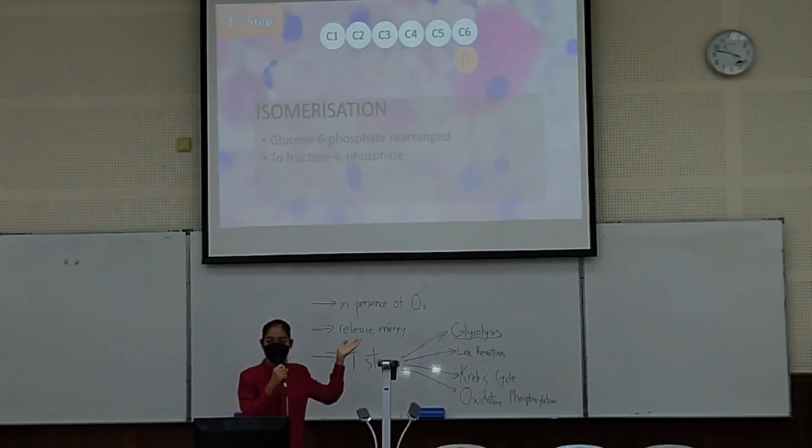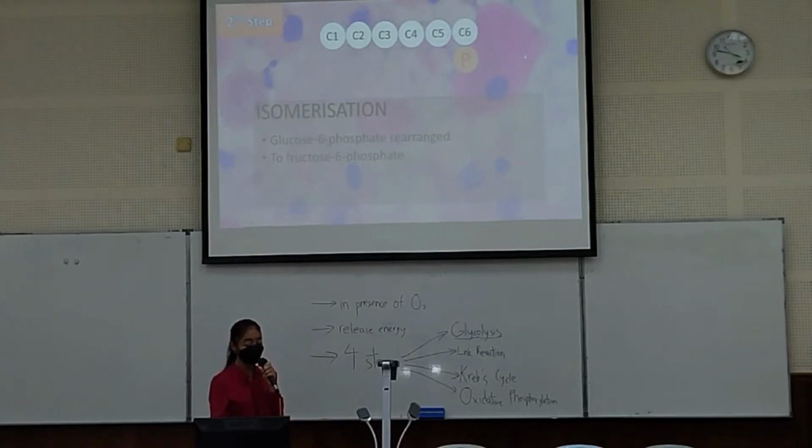Fructose 6-phosphate. As you see, the phosphate is still attached to the 6th carbon. So we still call it fructose 6-phosphate. Clear? Okay. Now we'll move on to the third step.